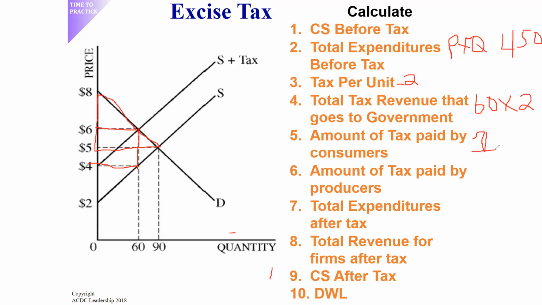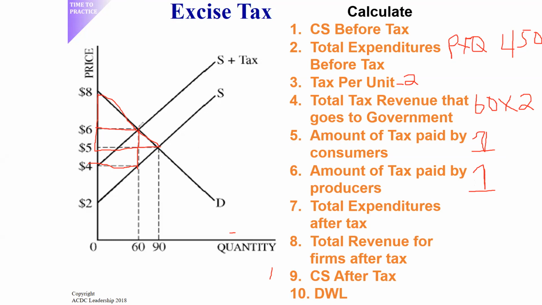Okay, so it's $1. Now, I know if the total tax is 2 and the consumer's paying 1, the producers are paying 1. Now, is it always going to split like that? No, this time it did. Another way I could look at it is the equilibrium is 5, the producers are getting 4, so the tax is 1.